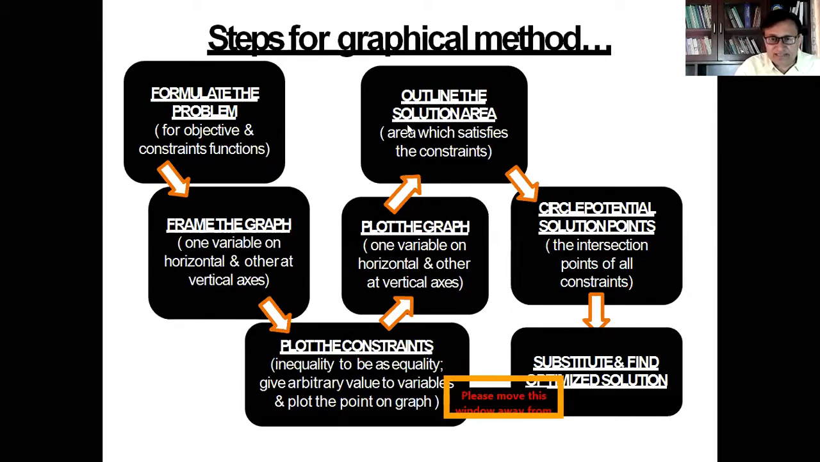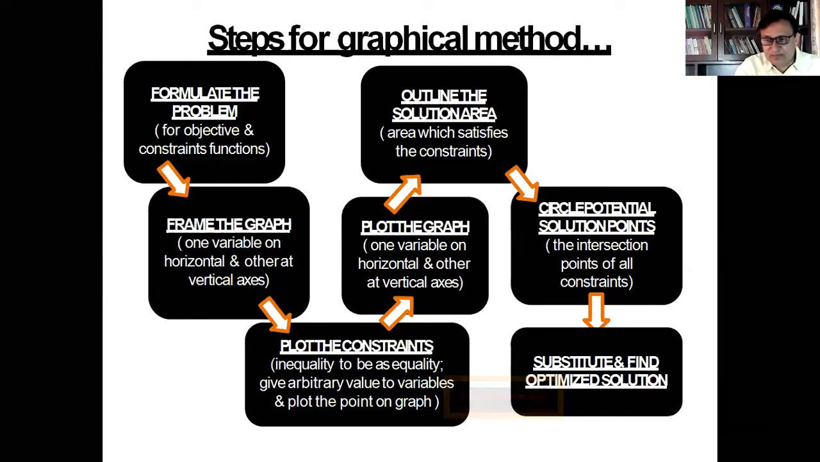On the basis of that, you will see the area, find out the common region which satisfies all the constraints, and then find out the potential corner points from each of the area or feasible region area.